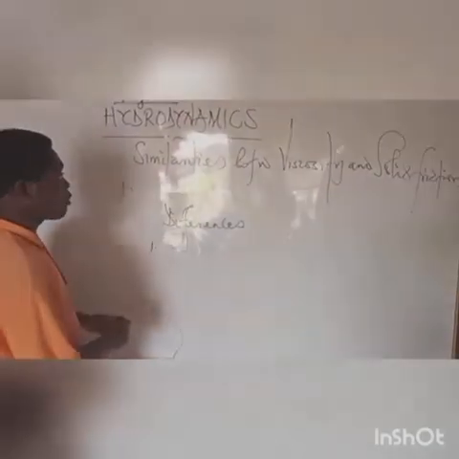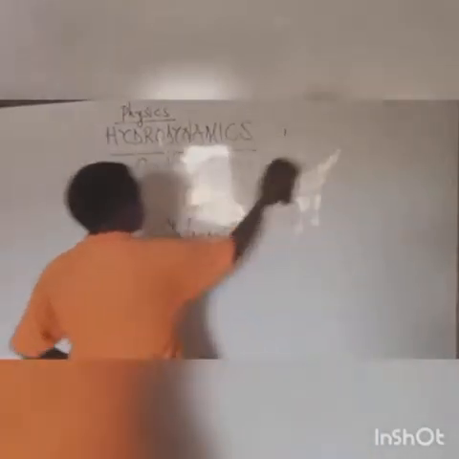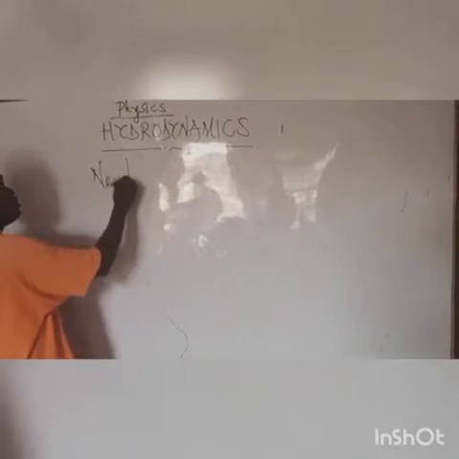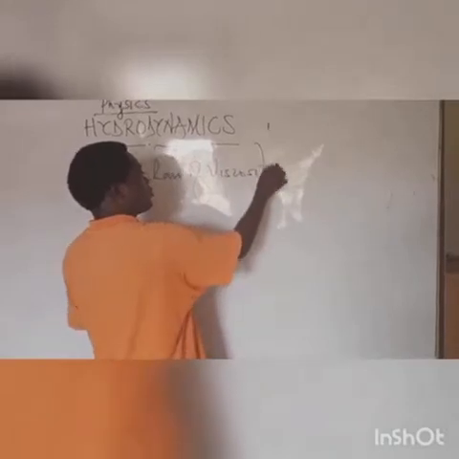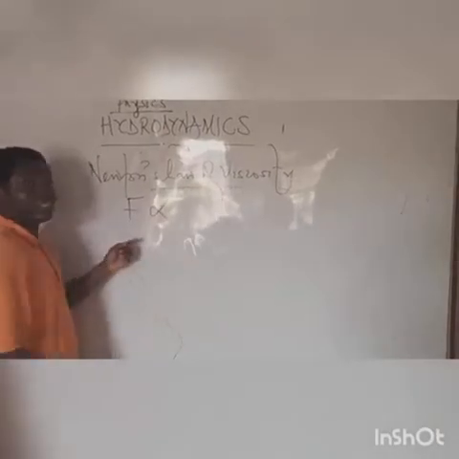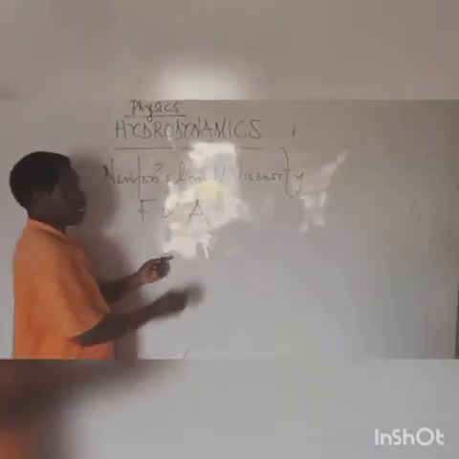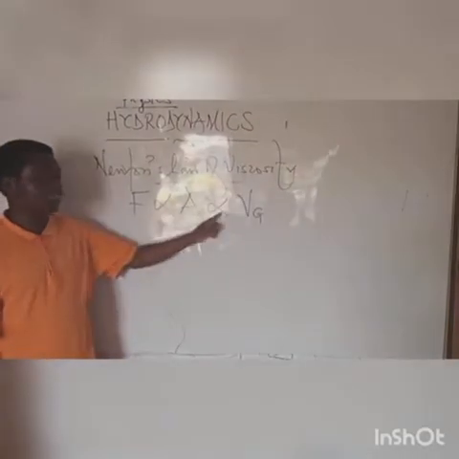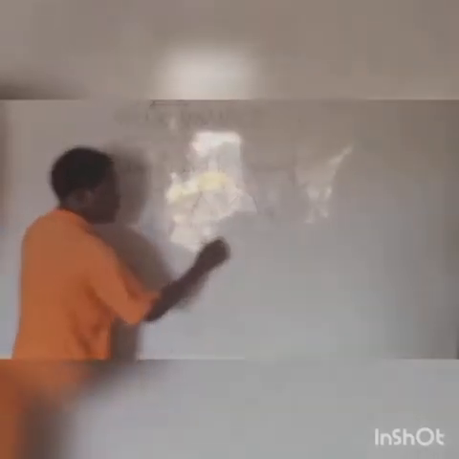Alright, so now let's quickly look at Newton's law of viscosity. According to Newton, the drag force F experienced by an object in a viscous fluid is proportional to area and is also proportional to velocity gradient. When I remove the proportionality sign, I get F equals a constant K, area, and velocity gradient.